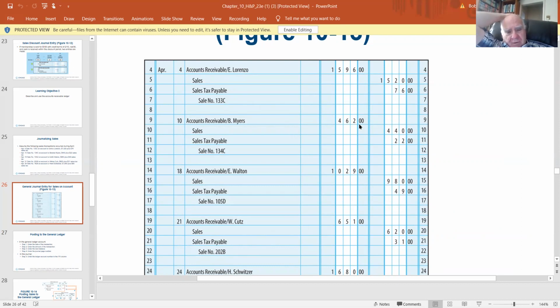The receivable number and the sales number can be different depending if there is any sales tax payable or discounts flying around. Okay. And we'll just do one more. Edith Walton, we sold her $980 worth of goods, 5% sales tax, $49. You add it up, you get $1,029 as the amount that Edith owes us.